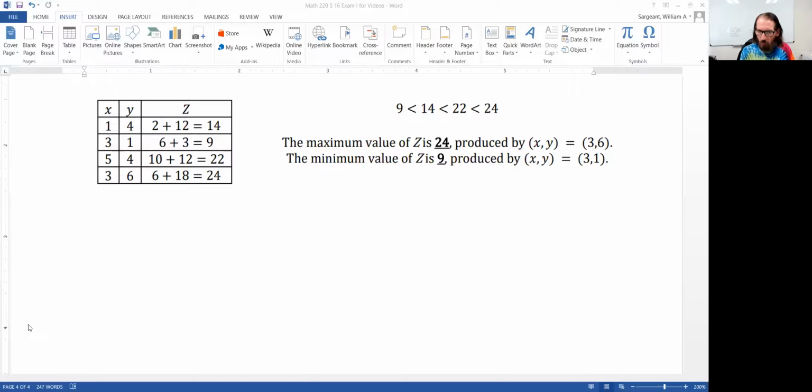Our largest value of z is 24, which is being produced by (x, y) equaling (3, 6). Notice that we don't want to know just the maximum value, and we don't want to know just the corner point. We want to know which corner point produces that maximum value and what that maximum value is. Similarly, for the minimum, our lowest value of z is 9, and that's produced at the corner point (3, 1). Hope that helps.